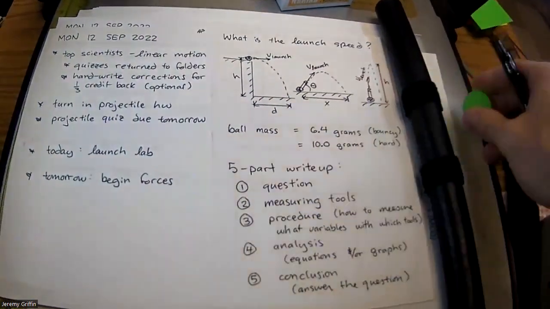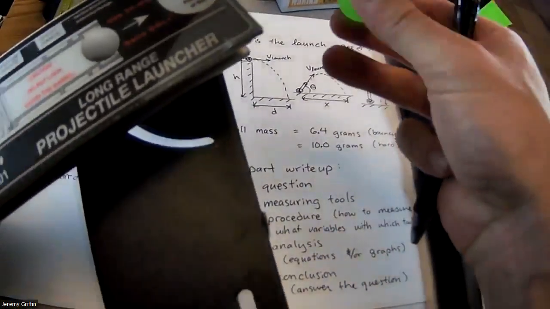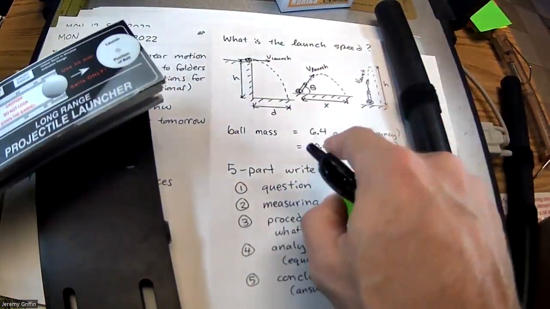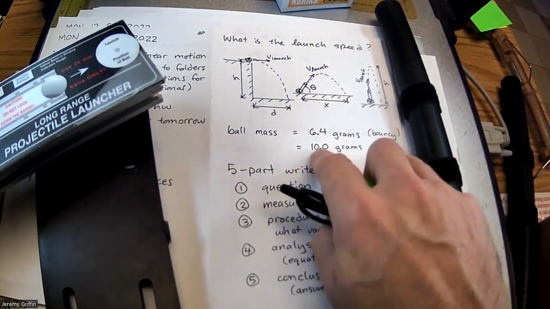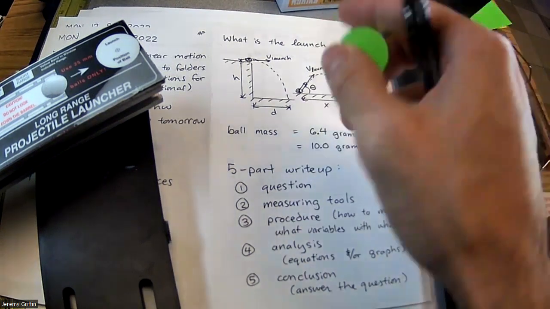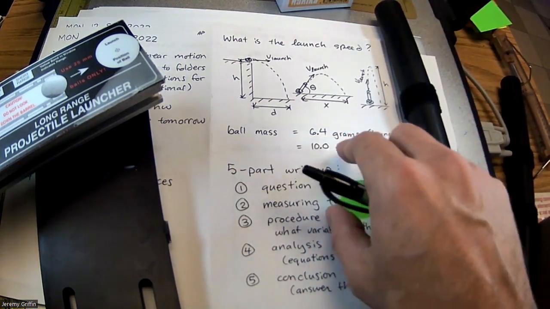Let me tell you a little bit about the mechanics of the ball. There are two different kinds of balls. If you have a hard yellow one, it's pretty much exactly 10 grams. If you have a squishy, bouncy ball, call it 6.4 grams.